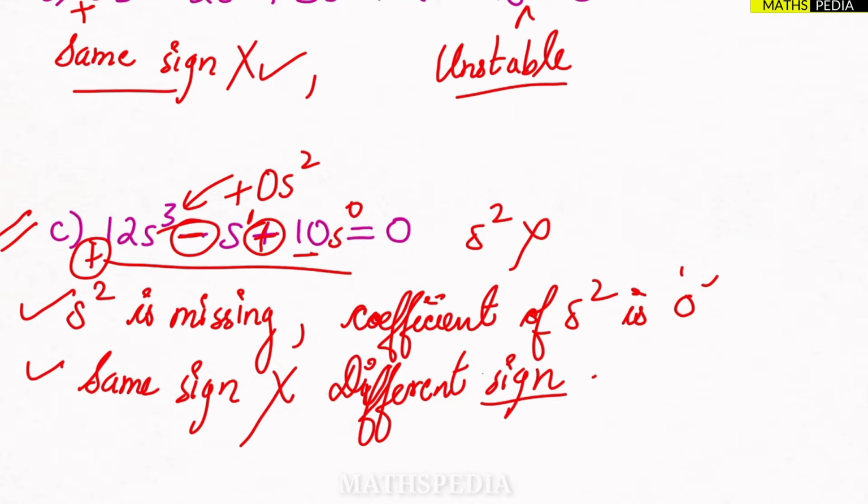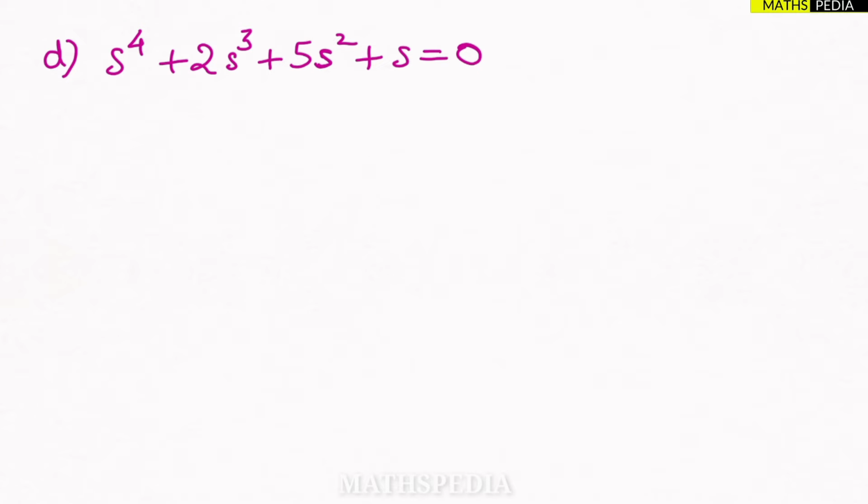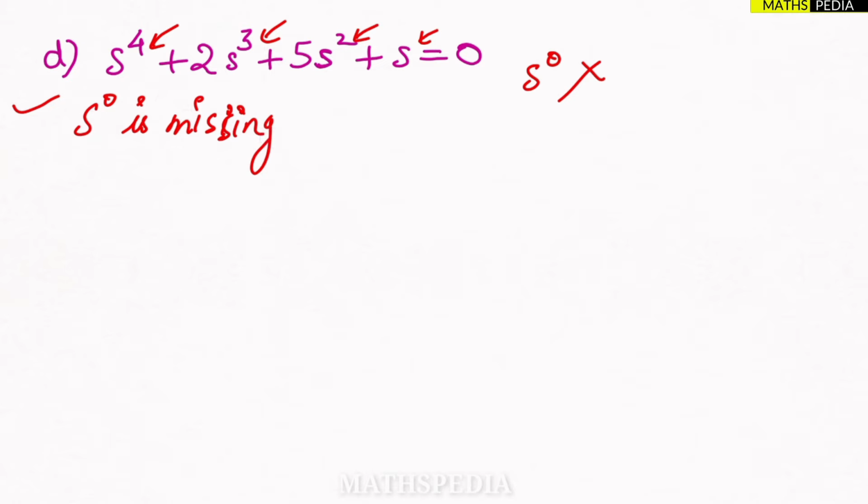Let us go for one more problem. Now here you observe carefully. S power 4 is there, S power 3 is there, S power 2 is there, S power 1 is there. What is missing? Any term is missing or not? Yes, S power 0 is missing. Where is S power 0? There is no constant term. So first thing you can write it as S power 0 is missing. Missing in the sense we can indirectly say that the coefficient of S power 0 is 0.